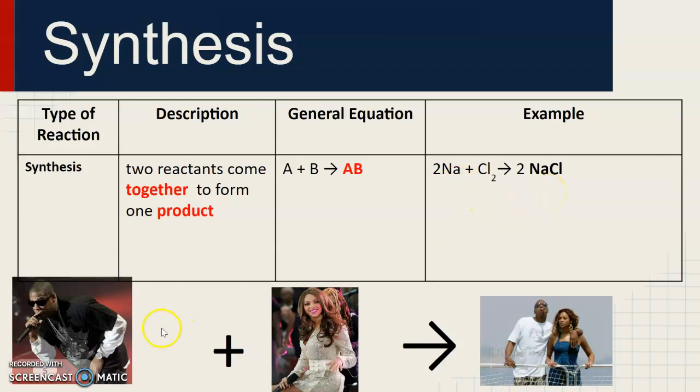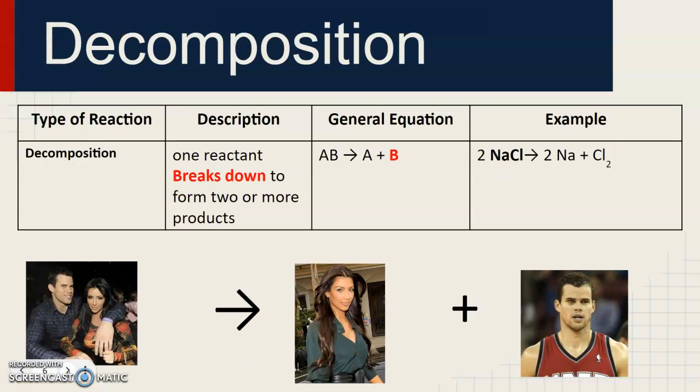So the example here, we have Jay-Z and Beyonce. Jay-Z and Beyonce were both single individuals, and then they got married, and now they are together a couple, right? So singles on the left, couple on the right. So Jay-Z and Beyonce would represent those single elements, and then once they got married, they became a compound. Okay, that's a synthesis equation, or reaction, I should say.